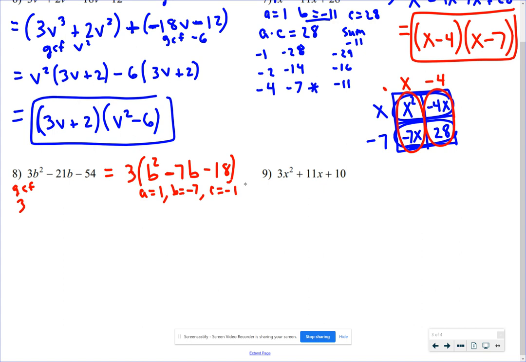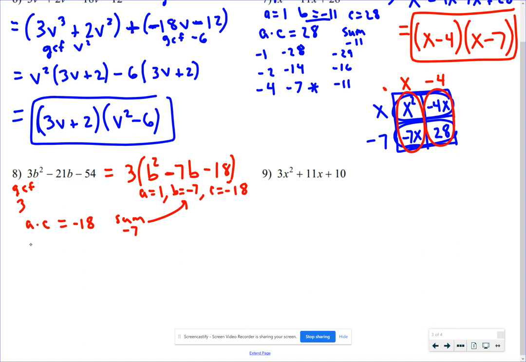All right, my next step is to calculate a times c for the stuff inside the parentheses. So 1 times negative 18 is negative 18. I need to find a factor pair of negative 18 that adds up to negative 7. So I need a sum of negative 7. Remember, b is the sum. Is what I need for the sum.